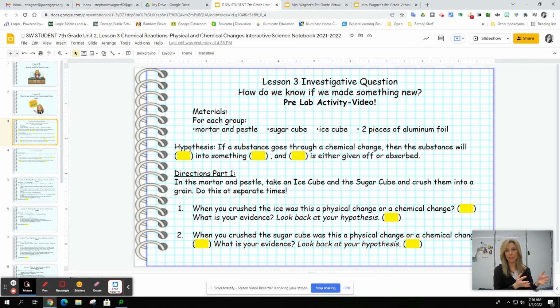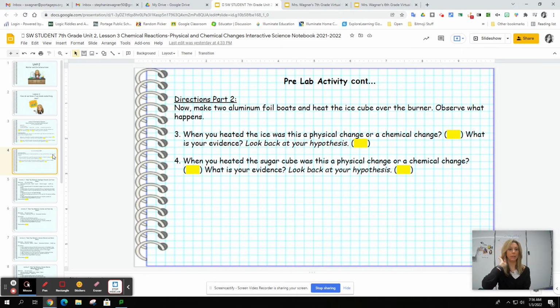So we're really gonna focus on chemical changes here. What will happen in a chemical change to substances when they go through chemical changes? What can either be given off or absorbed, okay? All right, so go ahead and fill those in, answer those 2 questions, and then we'll move on to the next slide. All right, so this is part 2.